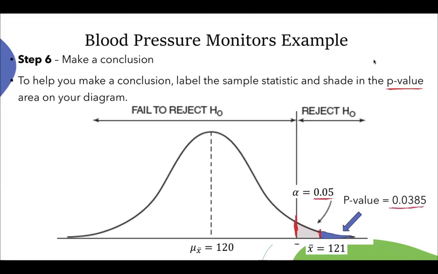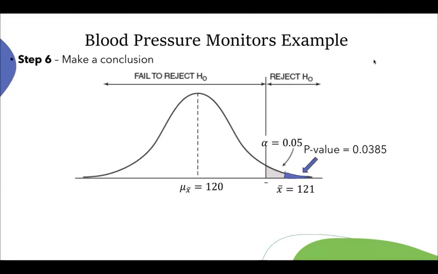This is the highest 3.85% of area. And because that is smaller than 5%, I make it on the top right here. And I put X bar, in this case, inside the critical region, the reject H0 critical region. And that helps us make our conclusion. Now we know that X bar is on the inside of the critical region. We can reject the null hypothesis.